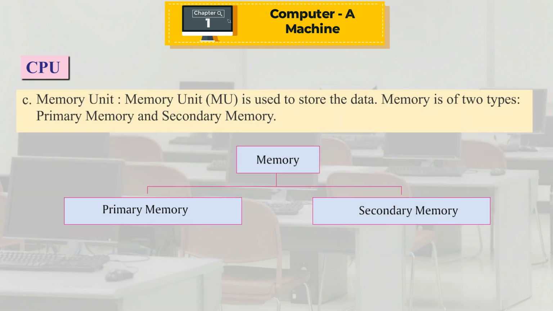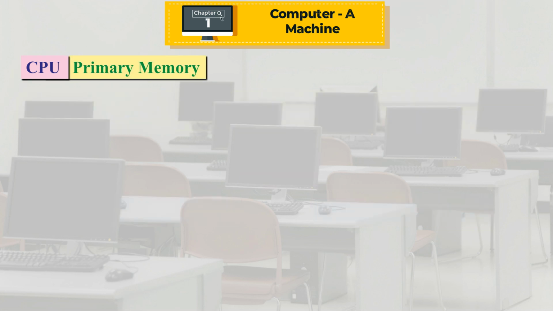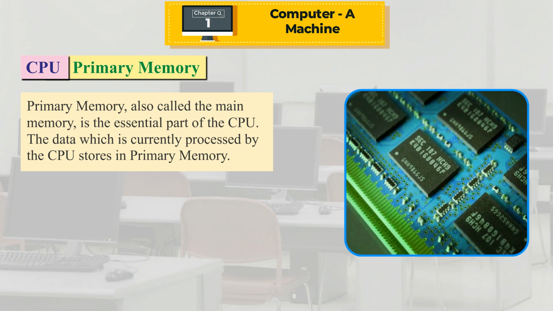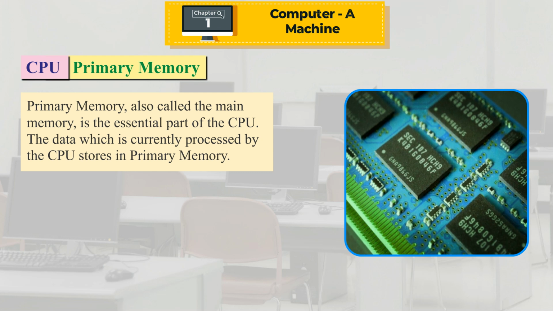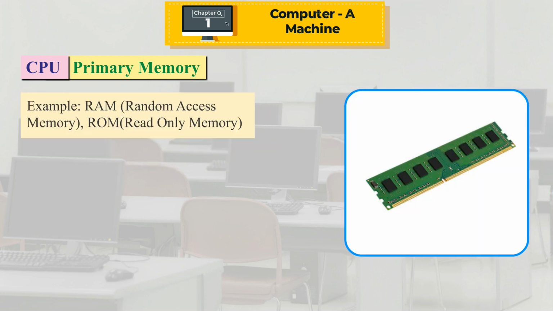C. Memory unit. The memory unit, MU, is used to store the data. Memory is of two types: primary memory and secondary memory. Primary memory, also called the main memory, is the essential part of the CPU. The data which is currently processed by the CPU is stored in primary memory. Example: RAM, random access memory.